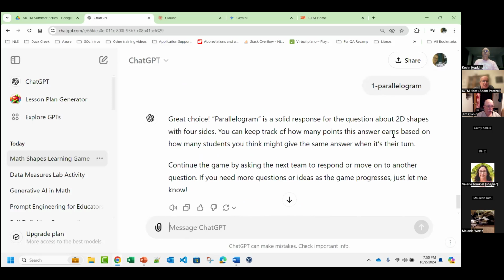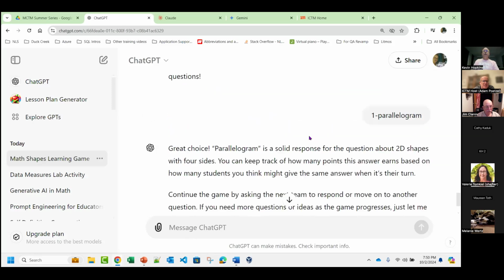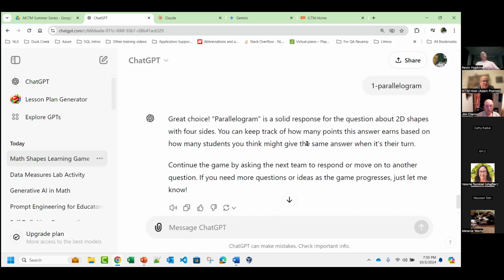And you can keep track of how many, based on how many students you think might have the same answer when it's their turn. So with a custom GPT, you can kind of give it all the instructions in one place and modify it easier. But even without a paid version, you can play around and get kind of a game that works and then just say, give me one prompt that would do this for me. You could save that prompt somewhere and then use it later and pick a different topic or pick a different game.